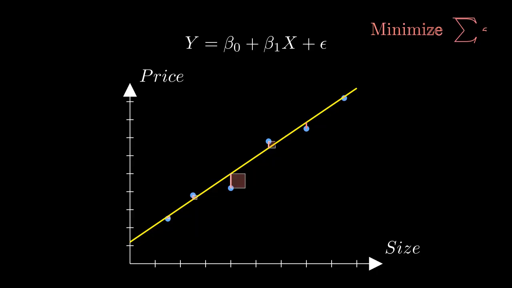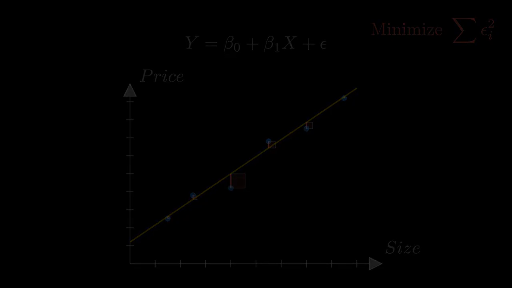Squaring turns every distance into a positive value, and more importantly, it penalizes larger errors more heavily than smaller ones. This creates literal geometric squares attached to our data points. The goal of OLS is simple: move the line until the total area of all these squares combined is as small as possible. That is why we call it the least squares method.